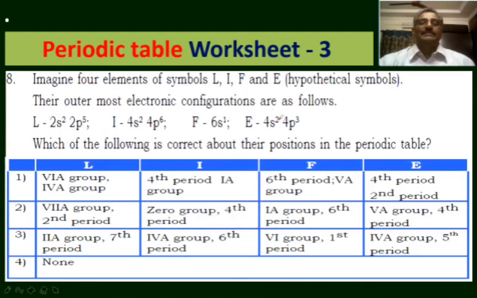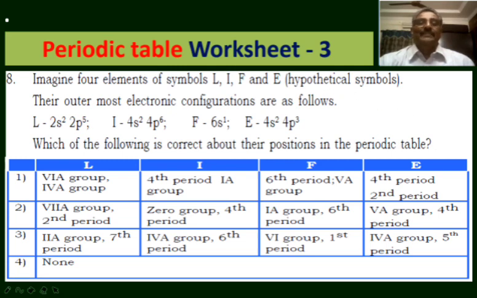Next, eighth question. Imagine 4 elements of symbols L, I, F and E. These are not the correct symbols. These are hypothetical symbols. Their outermost electronic configurations are as follows. L 2s2 2p5, I 4s2 4p6, F 6s1, E 4s2 4p3. Which of the following is correct about their positions in the periodic table?